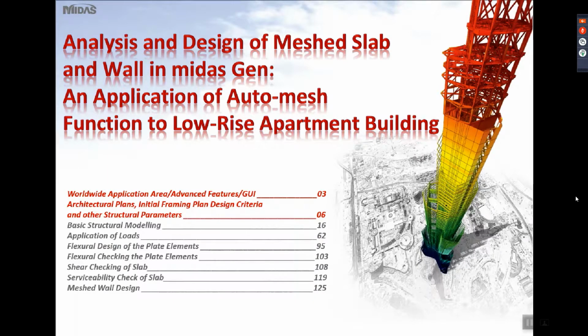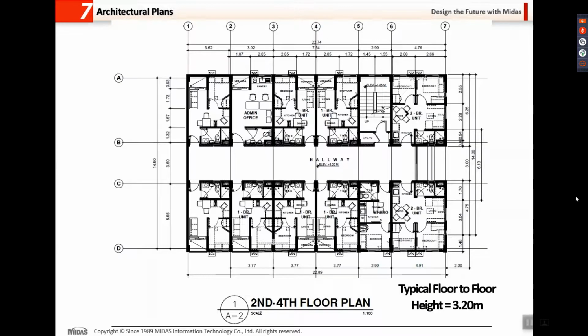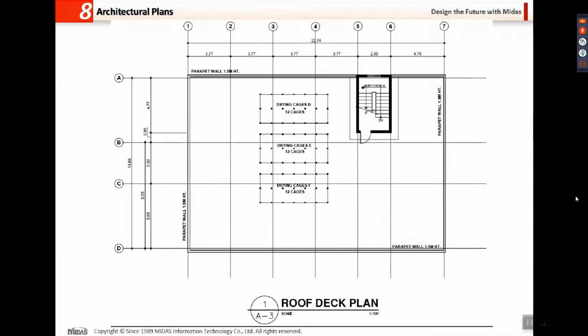So let us start with the architectural plans, initial framing plan, design criteria, and other structural parameters. For our ground floor plan, suppose this is the ground floor plan submitted to us by the architect or our client, and this will be the second to fourth floor plan, with a typical floor-to-floor height of 3.2 meters, as well as the roof deck.